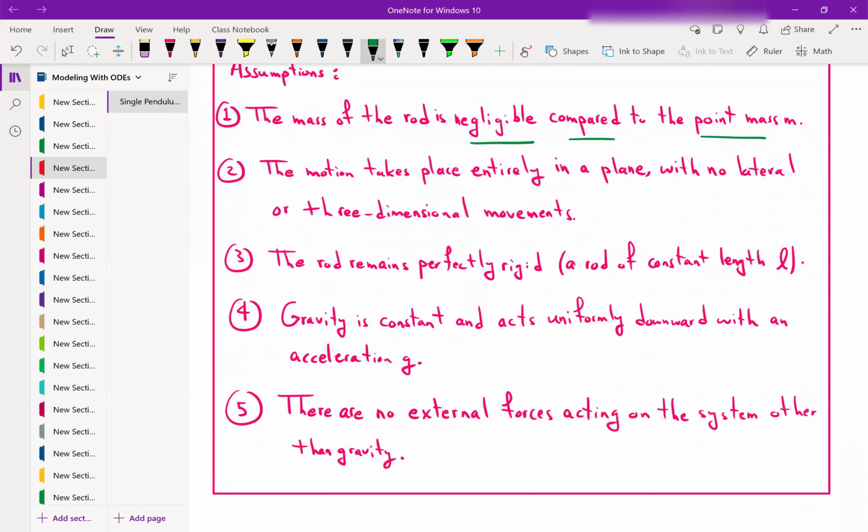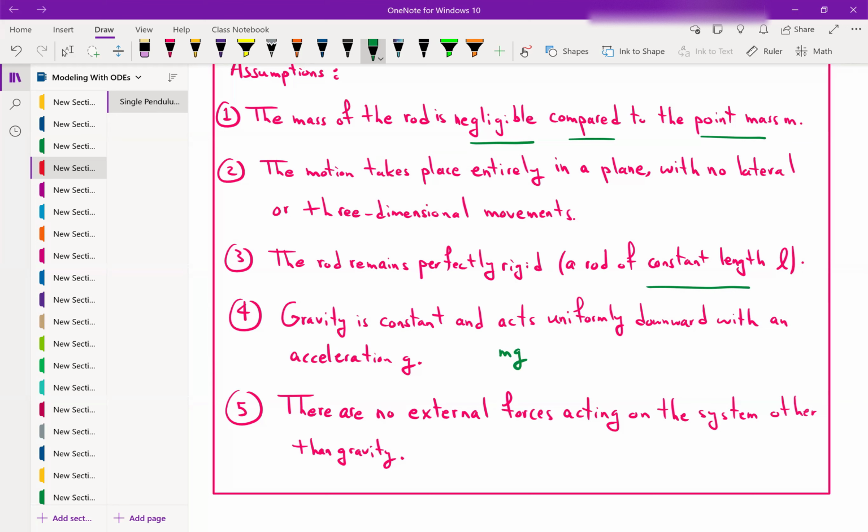The rod remains perfectly rigid. The rod will have a constant length L. The length of the rod will not change. Okay. The gravity is constant and acts uniformly downward with an acceleration g. So here in this problem, the force due to gravity will be applied to the mass m, and it will be equal to mg.